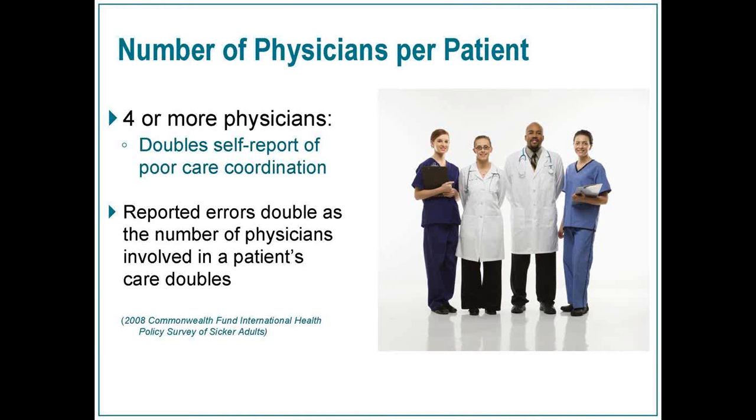So one of the knee-jerk reactions that I watch happen around me is that when care becomes more complex, people consult more people. And the more people that are consulted, more physicians involved in a patient's care actually increases the patient self-reports of poor care coordination. And we know this from the Commonwealth Fund survey. So the reported errors actually double as the number of physicians involved in a patient's care double. And I have patients who have probably 6, 7 physicians involved in their care. So next slide.